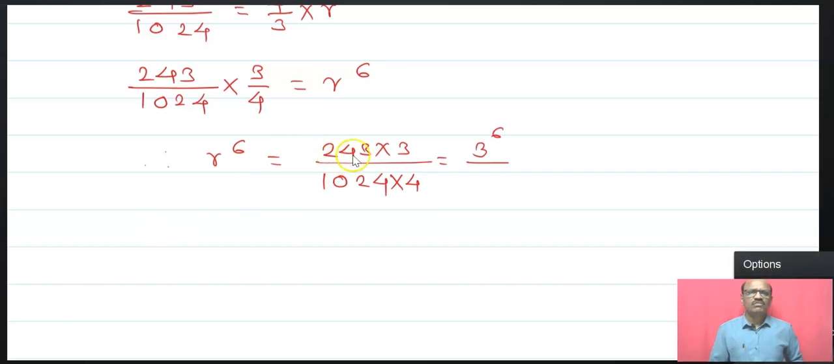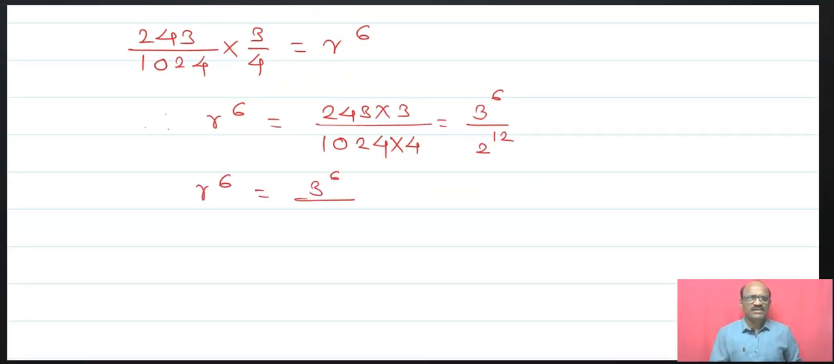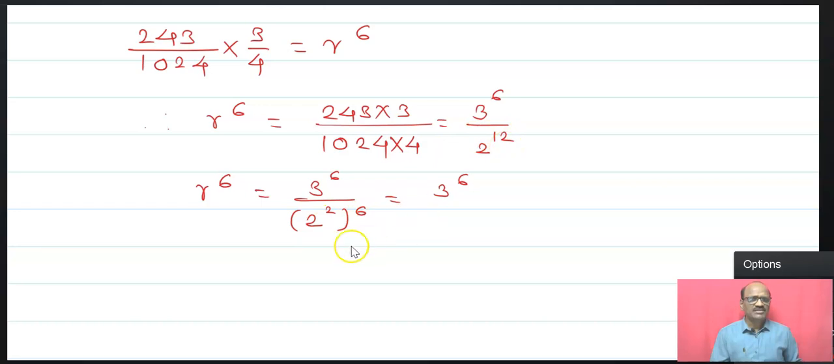Now see this here. 243 means what? 3 raised to 5, and 3 raised to 5 into 3 raised to 1 means 3 raised to 6. And again, see this value, that is 1024 means 2 raised to 10, and again into 2 raised to 2 means what? 2 raised to 12. Now again we can write in this manner, that is 3 raised to 6 and 2 raised to 2 bracket squared. 2 raised to 12 can be written as 2 raised to 2 and whole bracket raised to 6. Therefore, you will get 3 upon 4 bracket raised to 6.